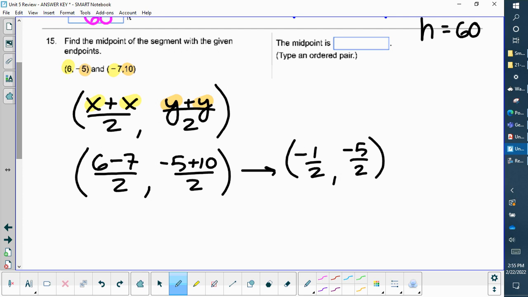Now, it's nice when these are whole numbers, but if they're not, you can type them in as a decimal, and I believe this one wants a decimal answer. You do have to be very careful. It says type an ordered pair. So if you were going to type this in on the computer, you would have to have a set of parentheses. And I'm going to say -0.5, and I have to have a comma, and -2.5, and I have to close my parentheses. With no extra spaces, hit enter, you'll get the answer correct.